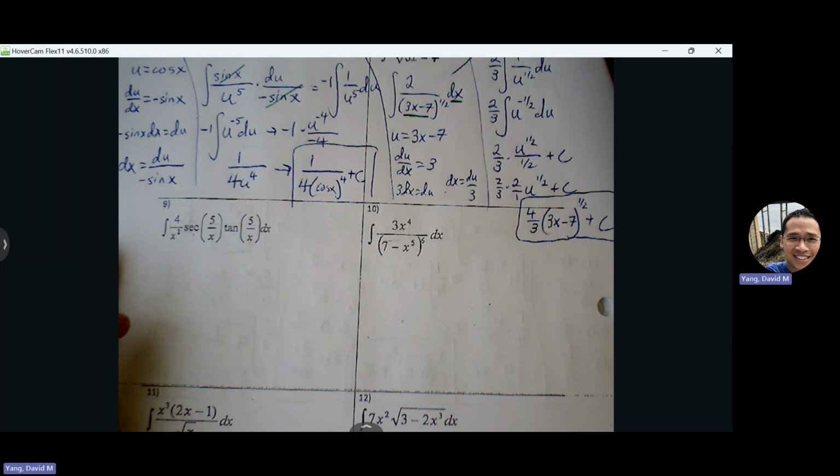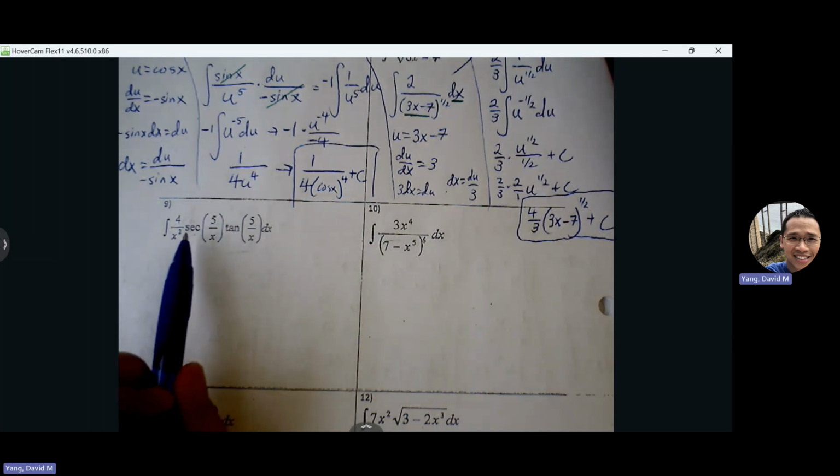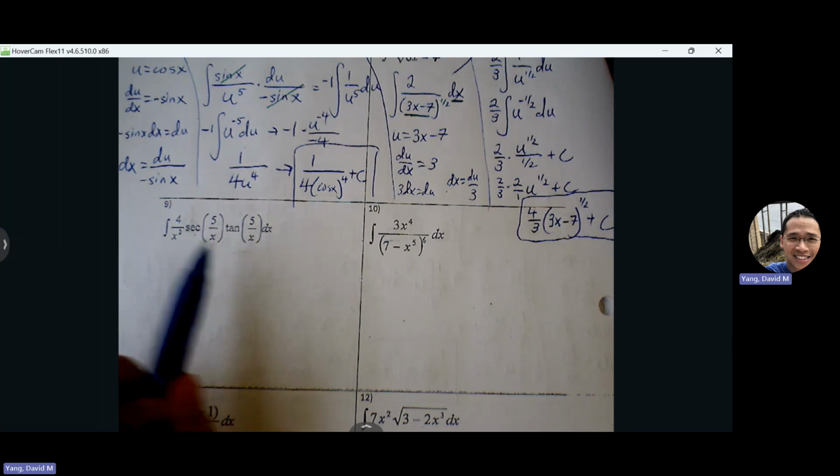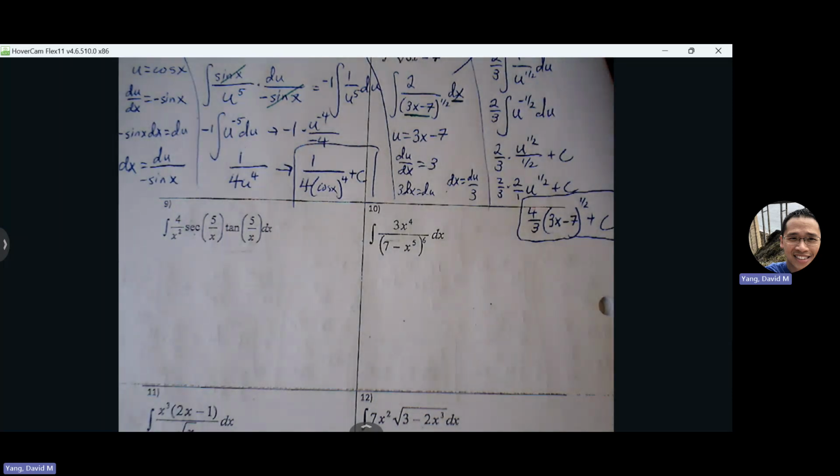So number 9 looks more complicated. First off, we know that we don't have any single rule that can handle this much complication here. But then we would like to at least have an idea, what are we trying to work towards? We have a rule that we can work towards.